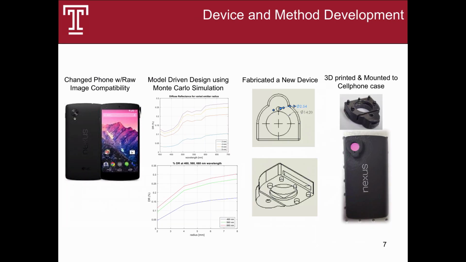So last year what we presented is the change in our optical device. One of the things we changed was we changed to a newer model phone that utilizes the availability of using raw images to preserve the information in our images that we were taking with our device. Another thing we did is we developed a Monte Carlo model which simulated the optical light traveling into the neonate's skin and coming back out.